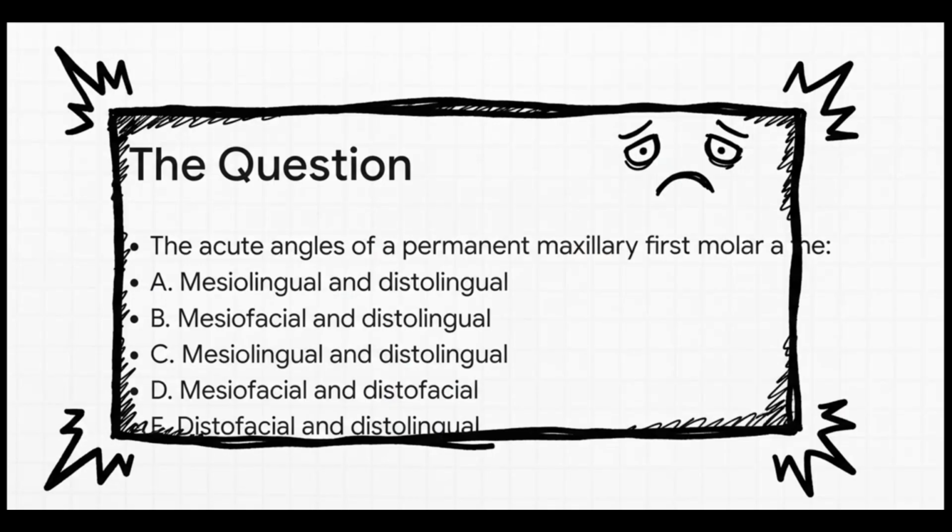Okay, so here it is, the beast. The occlusal outline of a permanent maxillary first molar contains two obtuse and two acute angles. The acute angles are, and then you get this list of options where all the words just kind of blend together. It looks really intimidating at first glance, right? But stick with me. We're going to dismantle this thing piece by piece until it's easy.